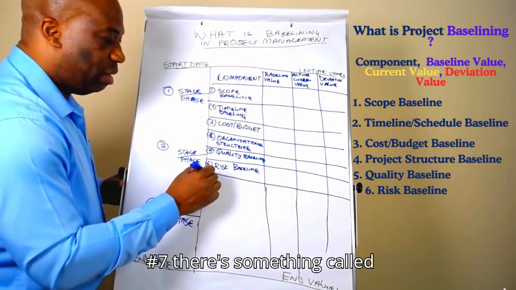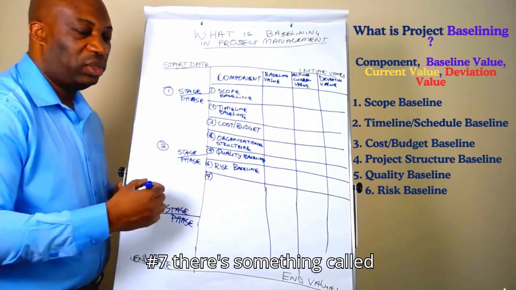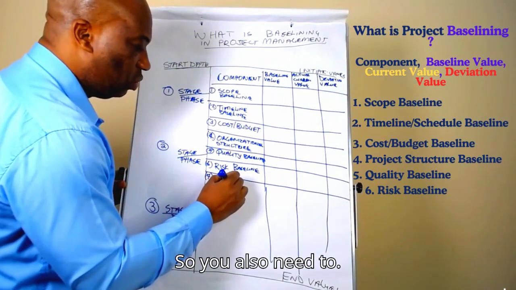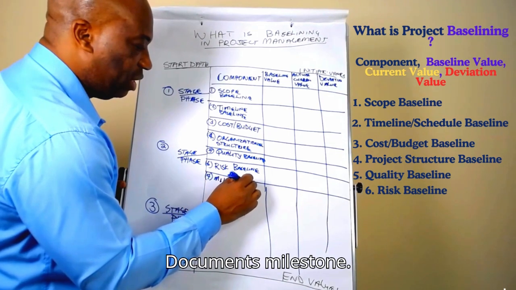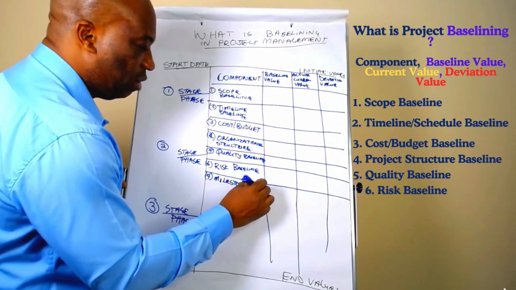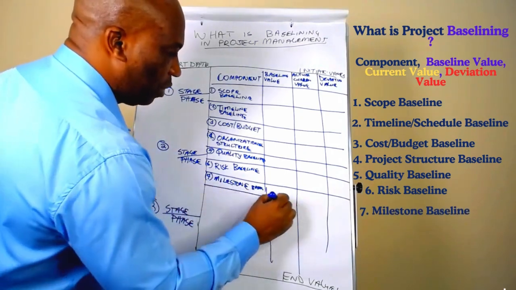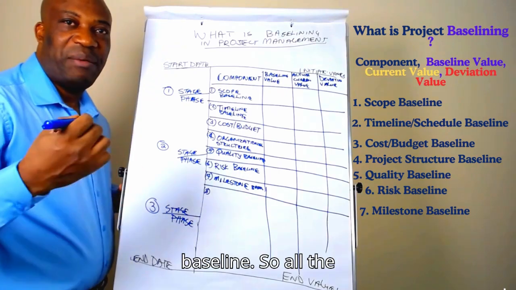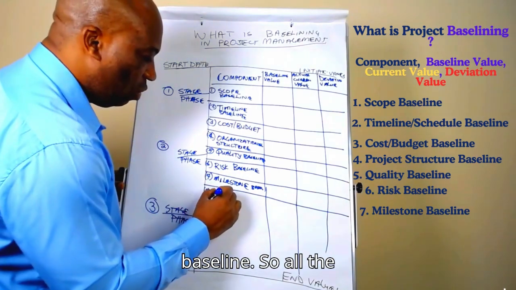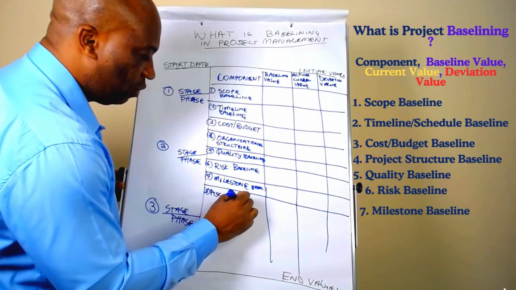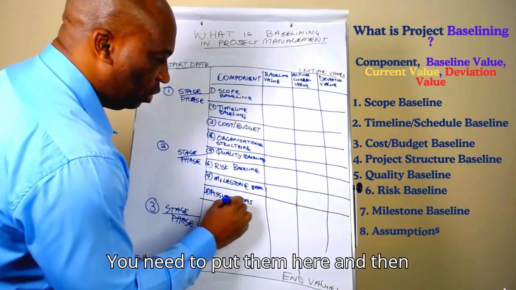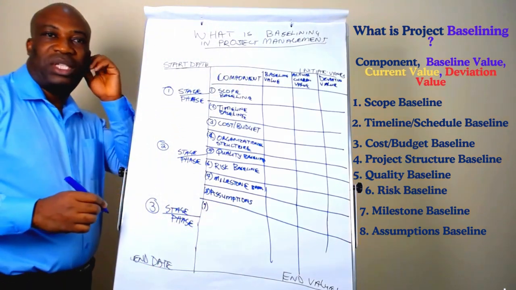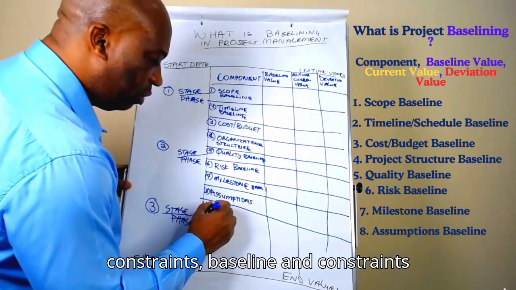So let's go on. Number 7, there's something called the milestone baseline. So you also need to document the milestone baseline. Then number 8, we have what is called the assumption baseline. All the assumptions that you have, you need to put them here. And then number 9, we also have what is called the constraint baseline. Any constraints that we have.